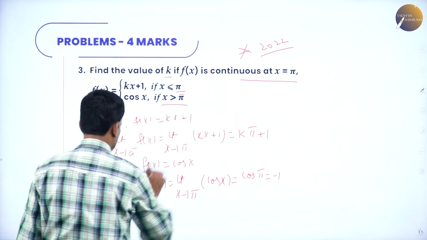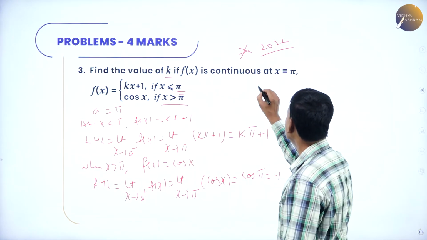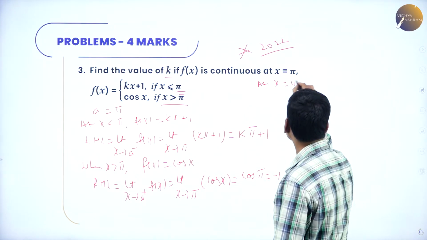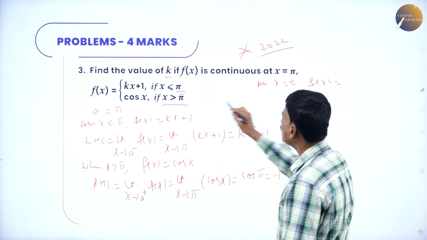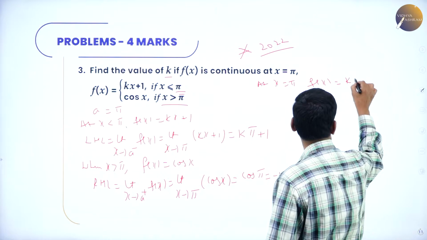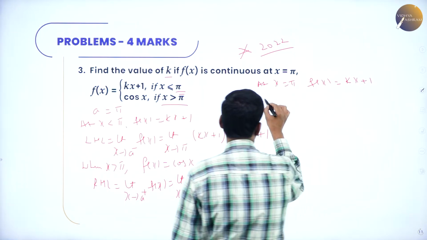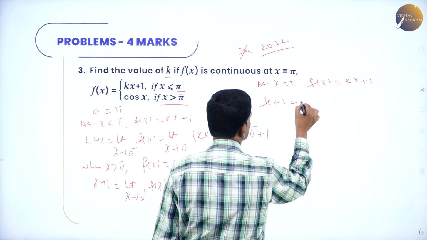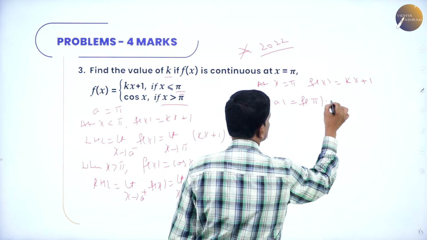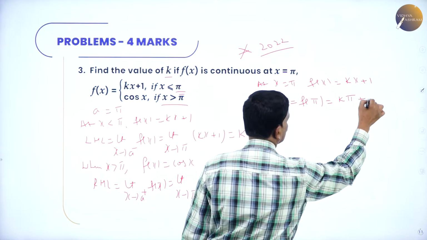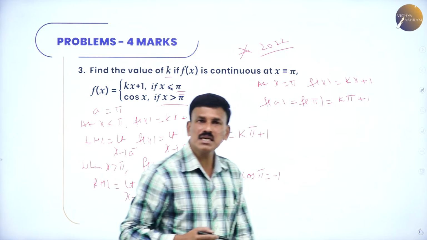Again, at x is equal to pi, what is f of x? At x is equal to pi, f of x is kx plus 1. Therefore, the functional value f of a is equal to f of pi. This is equal to k into pi plus 1. Now, what is given?